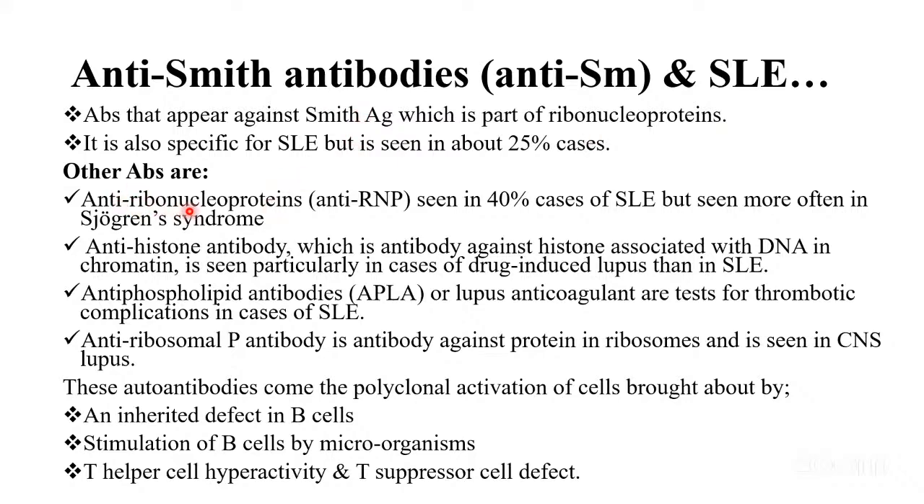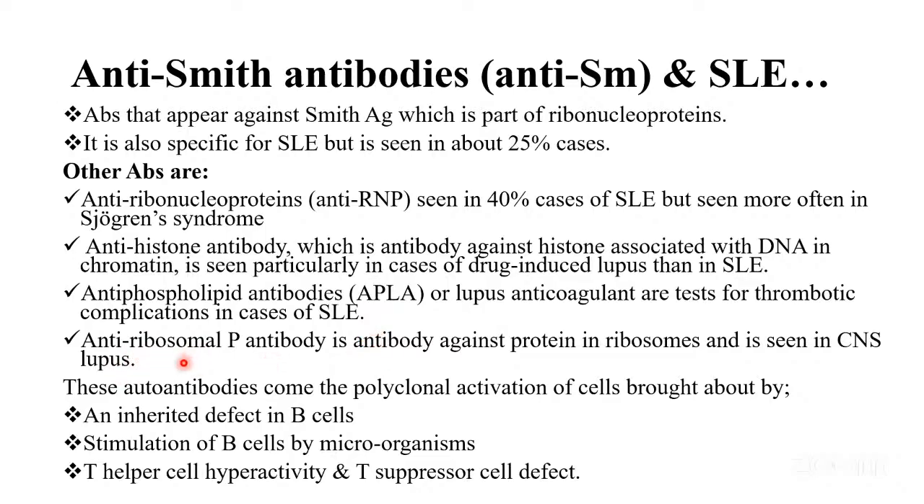Others are anti-ribonucleoprotein, seen in 40% of cases of SLE. And antihistone antibody, which is an antibody against histone associated with DNA in chromatin, and it's particularly in cases of drug-induced lupus. And phospholipid antibodies and lupus anticoagulants, and these are tested to assess for thrombotic complications in SLE. And I've seen cases of the lupus anticoagulants being requested. The anticoagulants are antibodies anyway.